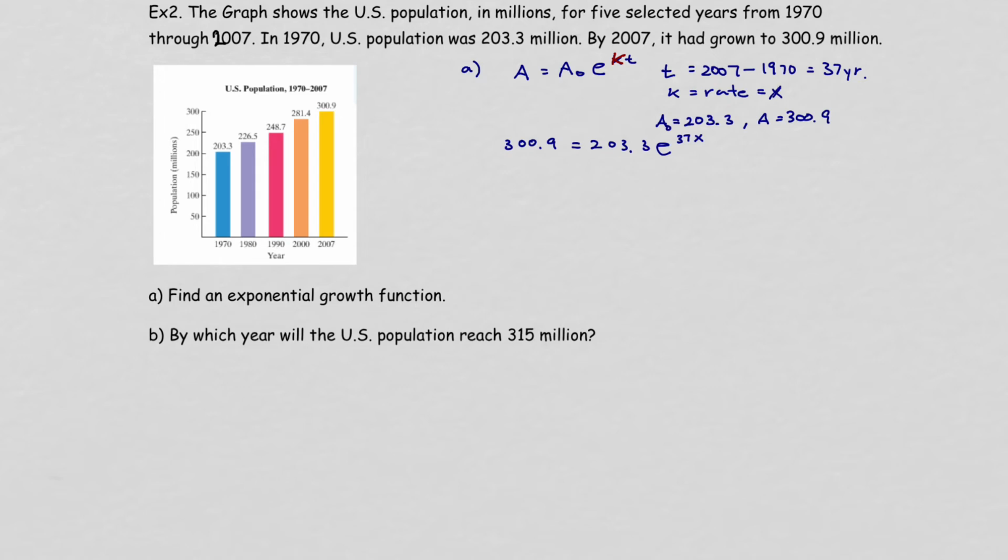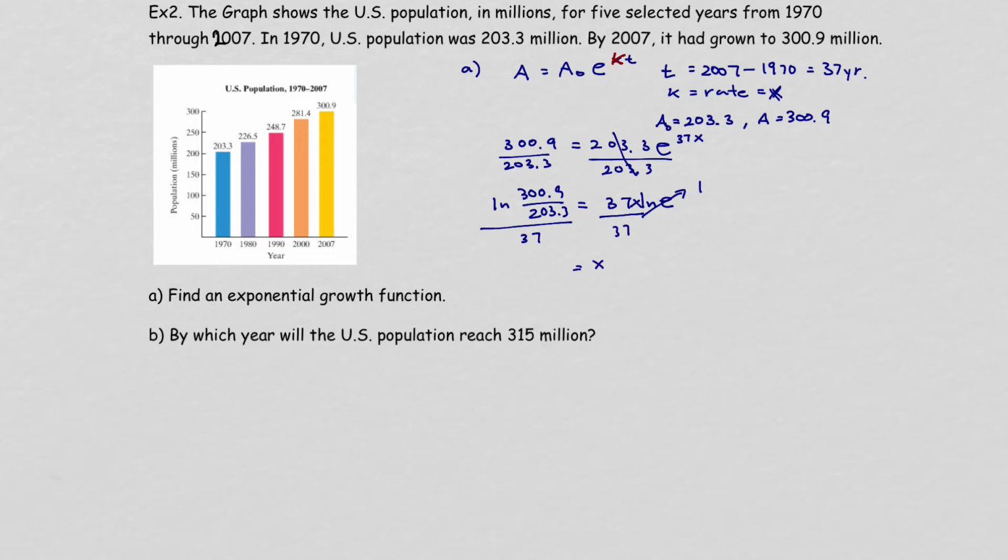That's going to be the rate, right? So we will divide both sides by 203.3 to isolate the exponential on one side, and we will multiply by the natural logarithm to bring down the exponent. We do the same thing on the other side, multiplying by the natural logarithm, and we know ln e equals 1. Then we will divide the whole thing by 37 also to isolate x.